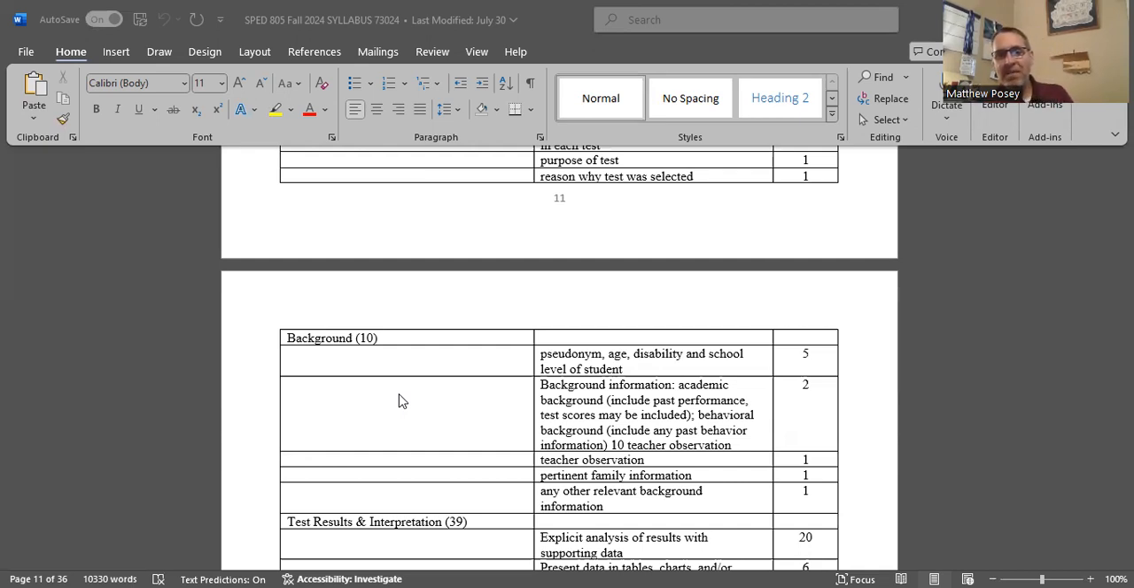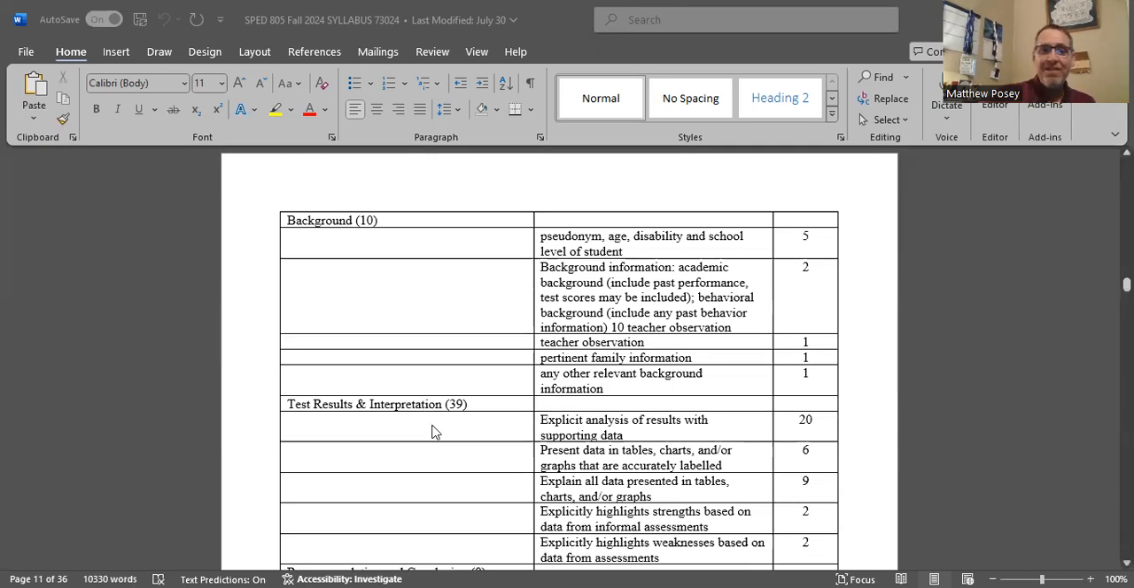Also, pertinent family information. Include a little bit about the student's background. Are they in a single parent home being raised by mom? Are they being raised by grandparents, or a student in foster care? Just a little bit about the family background and then any other relevant background information, just so you can kind of paint or provide an overall idea about the background of the student.